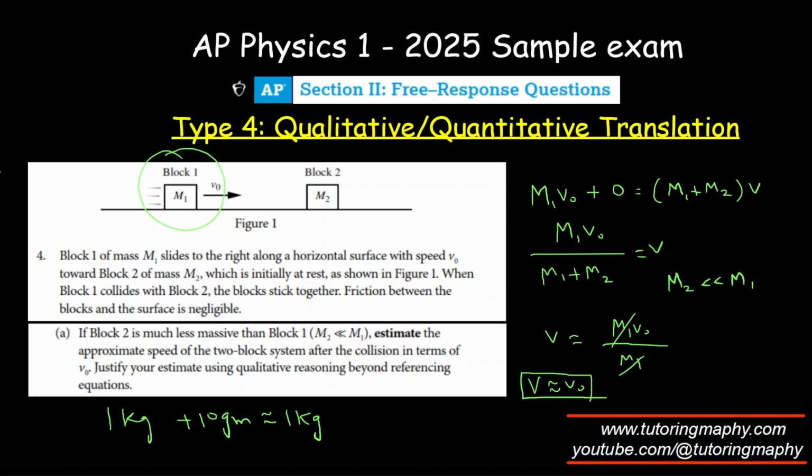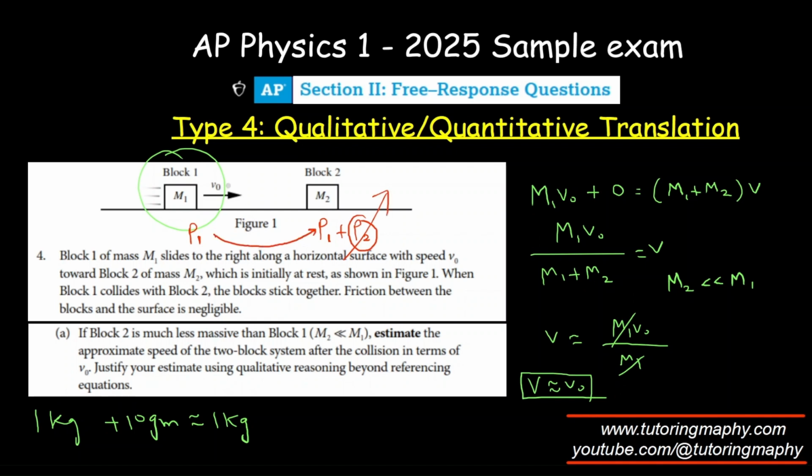You can also support your statement by saying that since this mass is very less, eventually this momentum will also be very less. And after all, we are conserving the momentum, right? So initial momentum is only of block 1. The final momentum is of block 1 and block 2. And since block 2's momentum is very, very less, this can be ignored, which means that the initial momentum and final momentum are the same. So initial velocity and final velocity will also be the same. That's also something that you can use by referencing momentum.